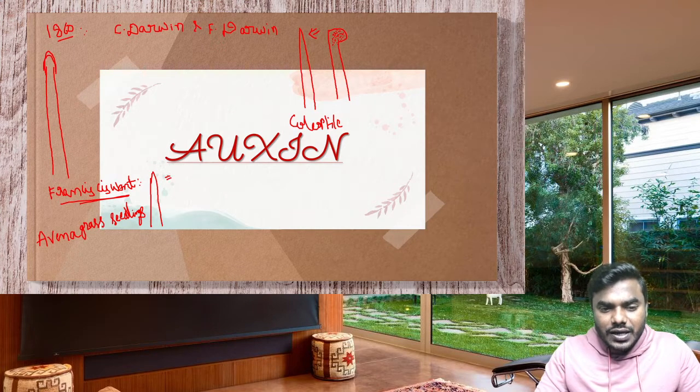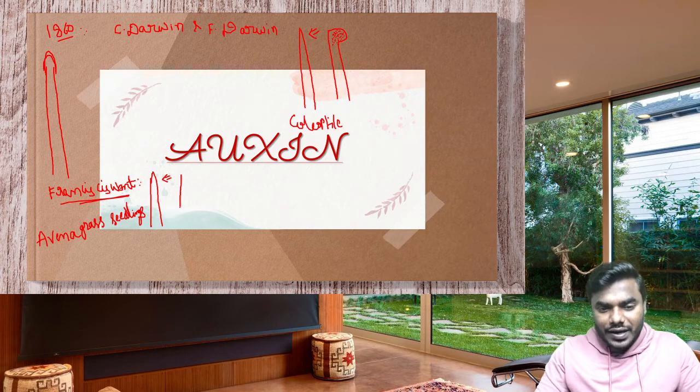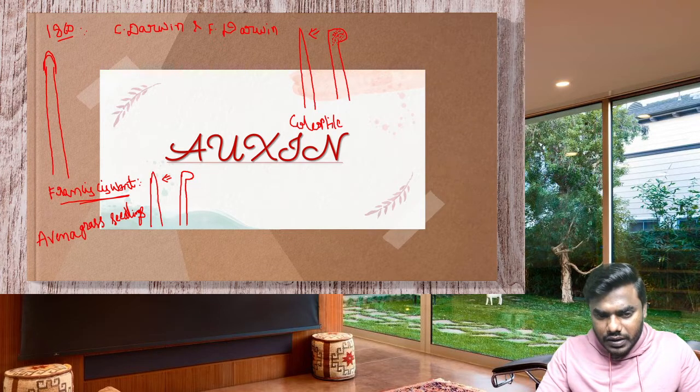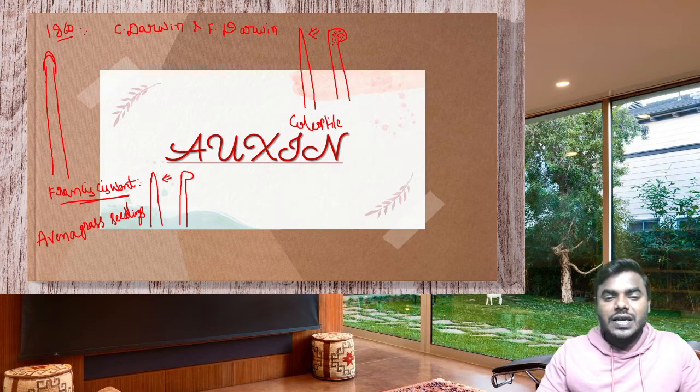First, he exposed it to the unilateral sunlight. When he exposed it to the unilateral sunlight, it started bending. The coleoptile starts bending upon perceiving the sunlight.